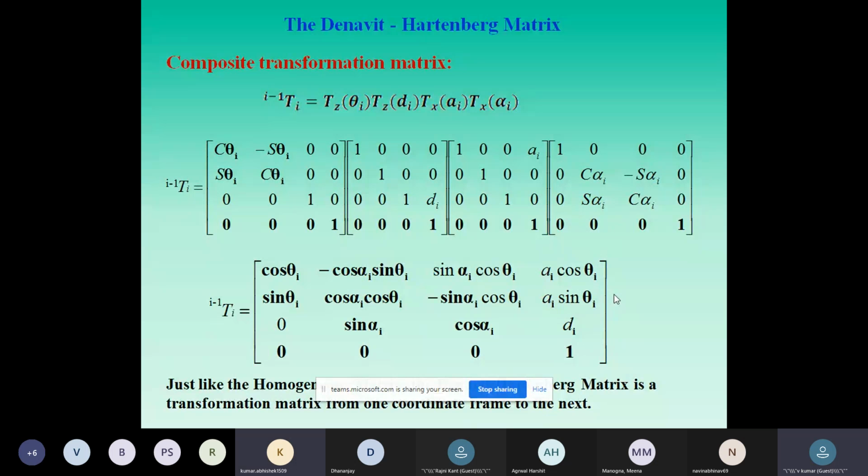Okay. Hello. Okay, sir. Yes, sir. No, this transformation matrix, how come?